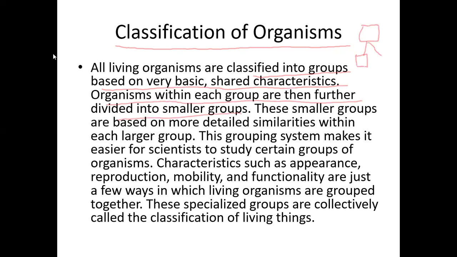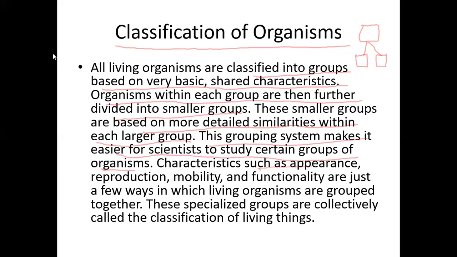So in this way they were classified, and these groups are based on more detailed similarities within each larger group. If they are similar, they will be in the same group, otherwise in different groups. This grouping system makes it easier for scientists to study certain groups of organisms. So in this way, we can come to know about different characteristics and habits of the organisms, characteristics which were used to classify the organisms.